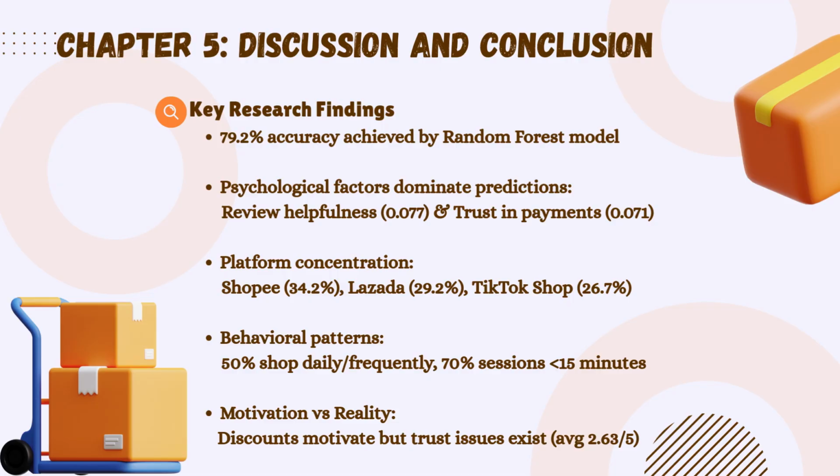Our study reveals significant insights about university students' online shopping engagement. The random forest model achieved 79.2% prediction accuracy, with psychological factors like trust in payment systems and reliance on reviews being the strongest predictors. Interestingly, while students report being motivated by discounts, they show ambivalence about payment security. Platform preferences are highly concentrated, with Shopee, Lazada, and TikTok Shop capturing 90% of student usage.